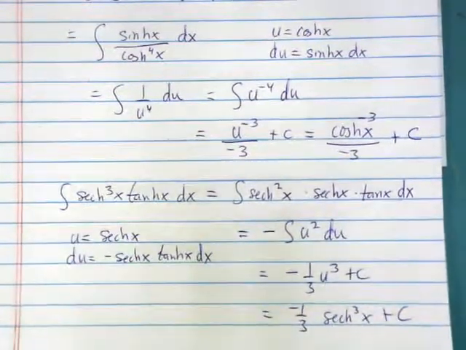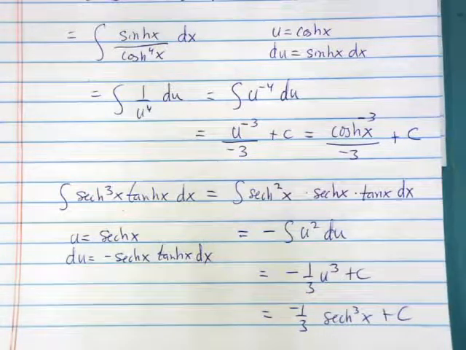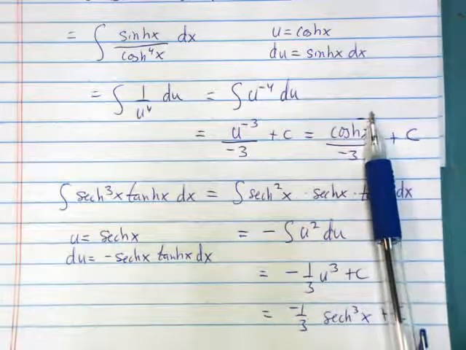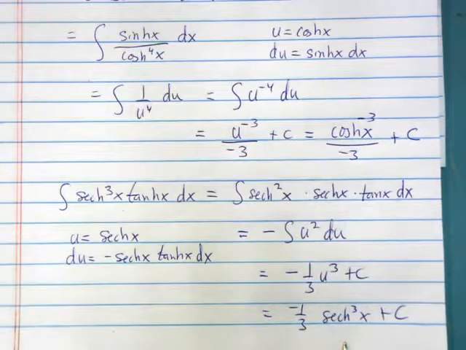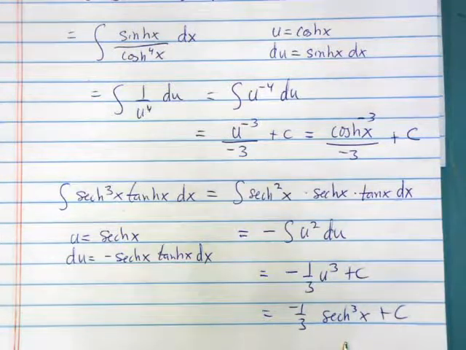Did I get the same answer? Yes, because hyperbolic cosine to the -3 is another way of writing hyperbolic secant cubed. So I did get the same answer.